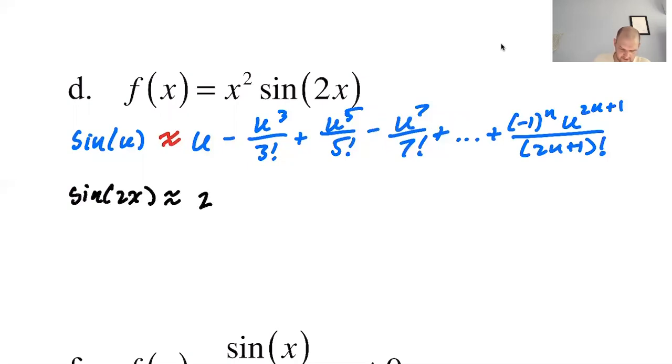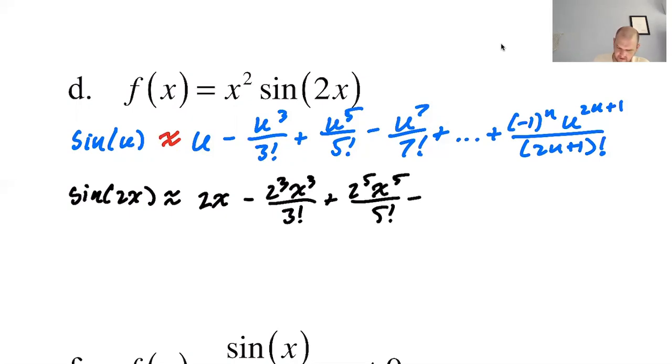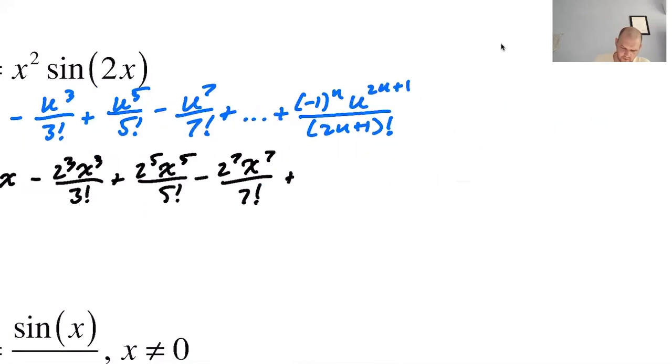approximately 2x minus 2 cubed x cubed over 3 factorial plus 2 to the 5th x to the 5th over 5 factorial minus 2 to the 7th x to the 7th over 7 factorial plus dot, dot, dot, plus -1 to the n. And then here we go. So it's going to be 2, these look gross, to the 2n plus 1, x to the 2n plus 1.